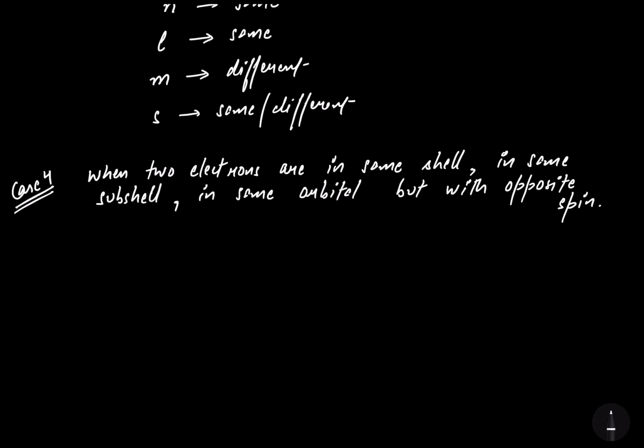So here what will happen? The electrons are in same shell. The principal quantum number will remain same for both electrons. They are in same subshell. So the azimuthal quantum number which specifies the subshells will also remain same. They are in same orbitals. So the magnetic quantum number which represents the orbitals will also remain same. But they are with opposite spin, then surely the spin quantum number will be different for both of them. The electron with clockwise spin will have plus 1 by 2 and the electron with anti-clockwise spin will have minus 1 by 2 value of spin quantum number.